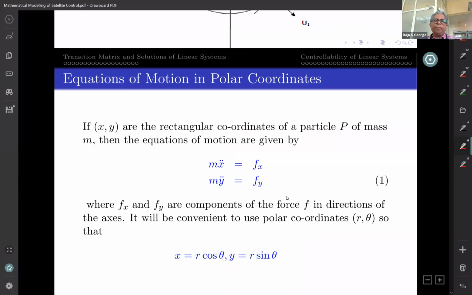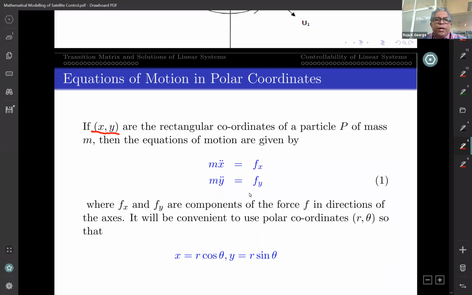Coming to the modeling part, if P is the position of the mass, and x, y in Cartesian coordinates is the position of the satellite at any time t in the rectangular coordinate system, then the equation of motion is given by Newton's second law of motion: mass times acceleration is force. m x double dot, where the position in the direction of x is denoted by x(t), a function of time. So mass times x double dot, which is mass times acceleration in the direction of x, equals the force applied in the direction of x. Similarly, along the direction of y, m y double dot is F_y, the force component in the direction of the y-axis.